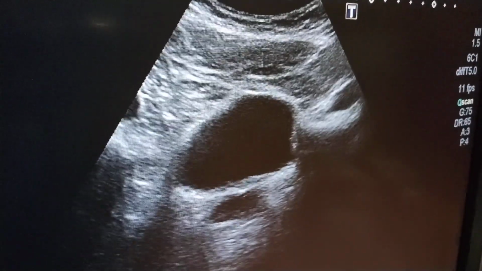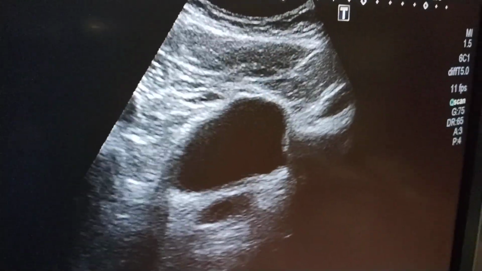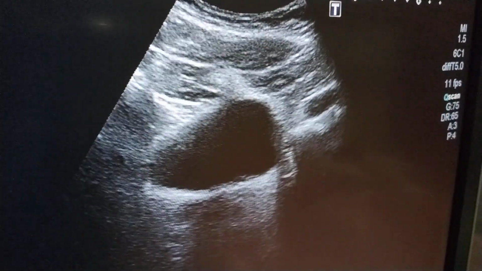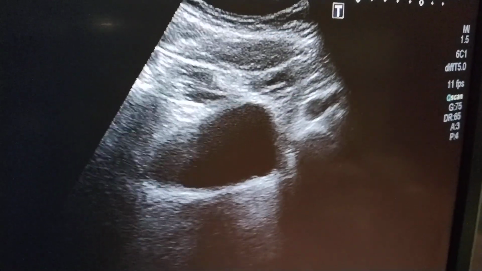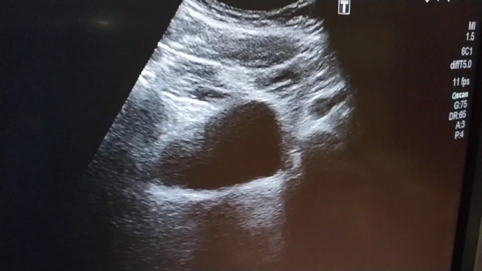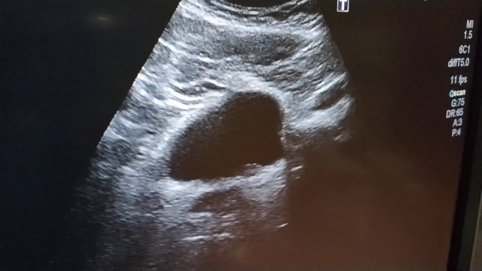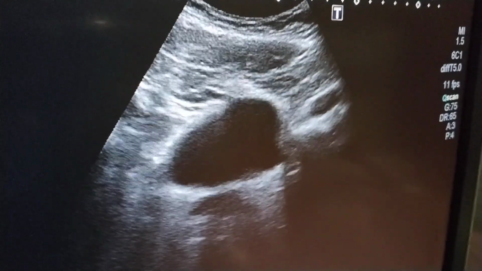So thank you very much. This was how to trace the ureter. This was the left-sided ureter. When I come to the right side, then I will tell you how to trace the right ureter.